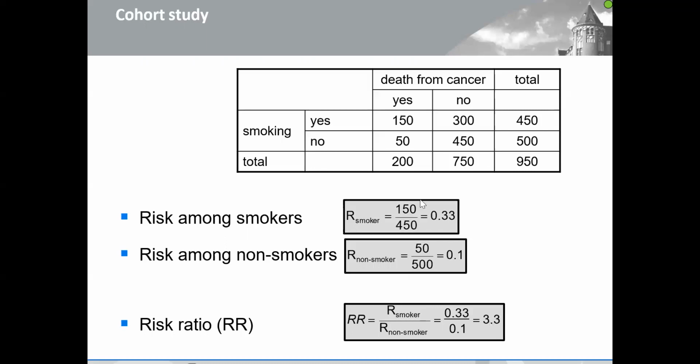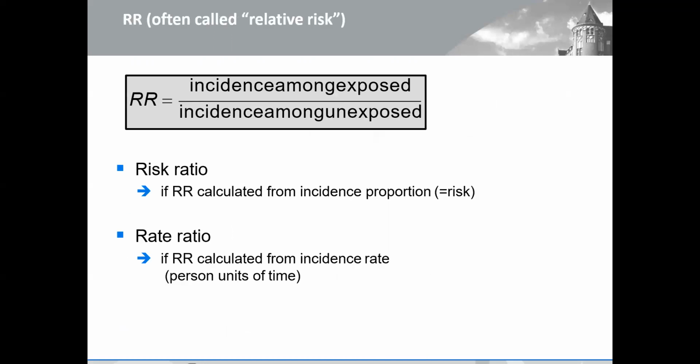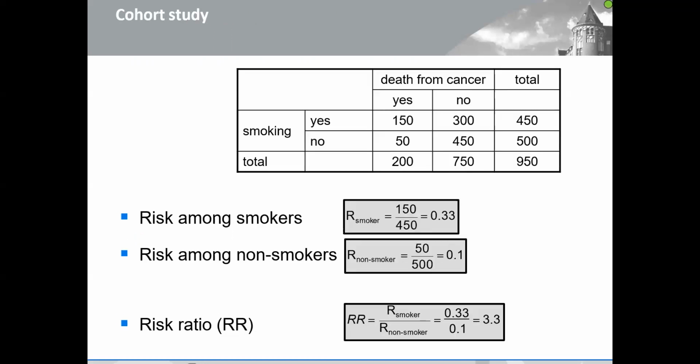What does this 3.3 mean? This 3.3 means the risk of dying from cancer among smokers compared to non-smokers is 3.3, or smokers are 3.3 times more likely to die from lung cancer as compared to non-smokers. So that's the relative risk.